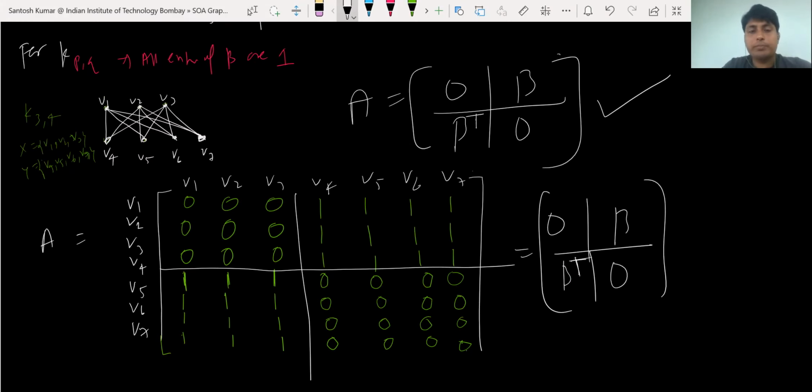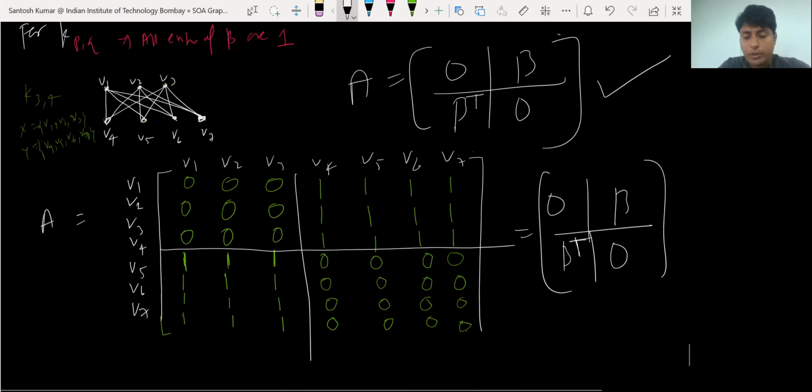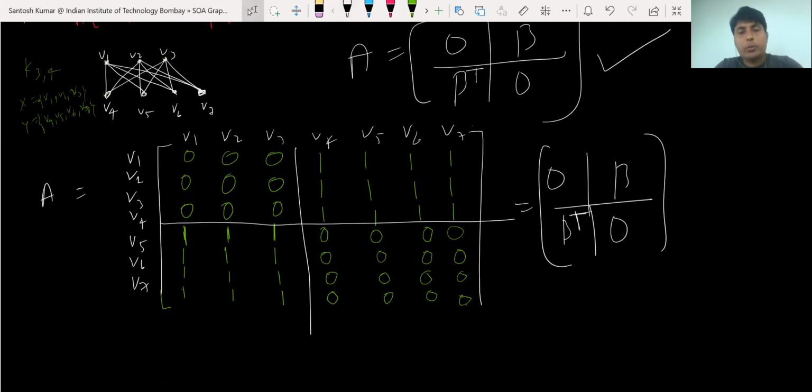Okay, so in this video, what we discussed is the adjacency matrix and the incidence matrix. The notable thing is, in the incidence matrix, every column sum is 2. In the adjacency matrix, it is symmetric. And for the bipartite graph, the adjacency matrix is of this form. For a complete bipartite graph, all entries of B are 1 and B is symmetric.